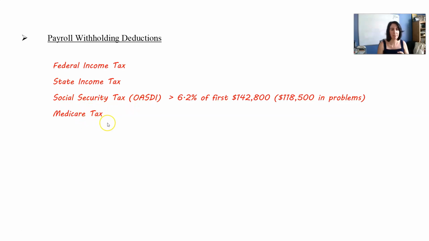Medicare tax. Medicare is meant for the medical care for elderly, right? And it is 1.45% of all pay. So there's no cap. So there's no 142.8. You pay it all. If you make $1 million a year, you're going to pay 1.45% on $1 million a year.